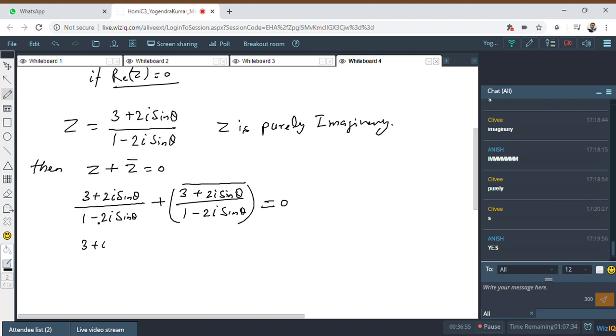I hope you know the properties, correct? I gave you this: the bar of z1 upon z2, whole, is z1 bar divided by z2 bar, correct? That property is what we need to use here.